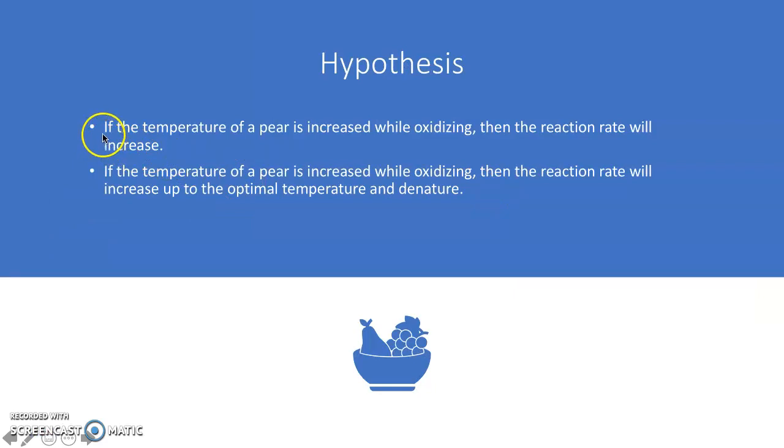My first hypothesis is if the temperature of a pear is increased while oxidizing, then the reaction rate will increase. My second is almost the same, except it's a little bit more built upon, where it says it will increase up to the optimal temperature and then denature, which was stated in the enzyme reactions with temperature slide.